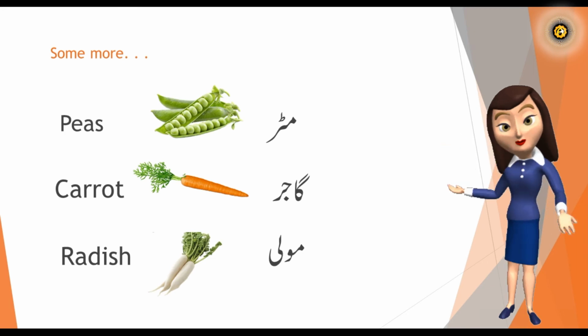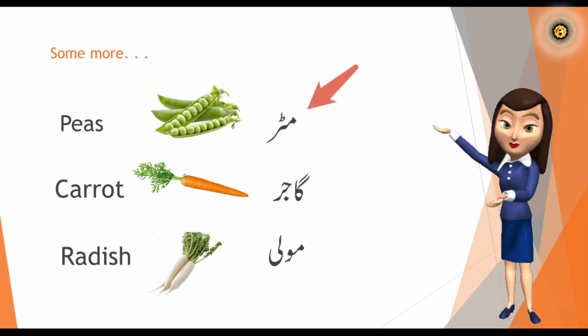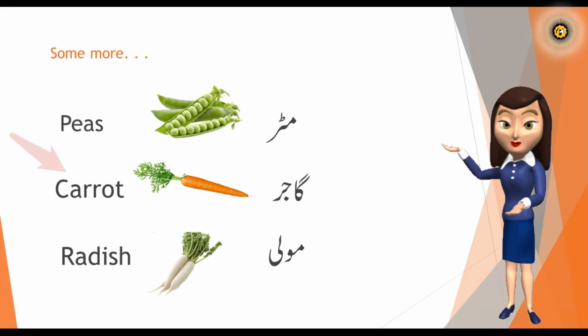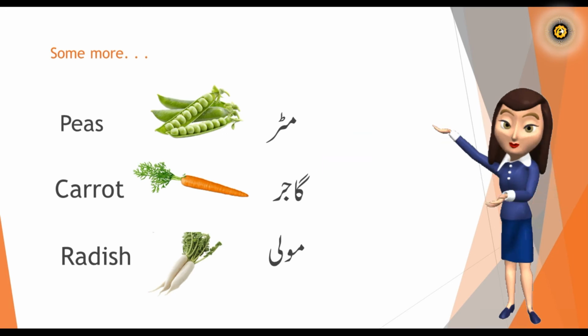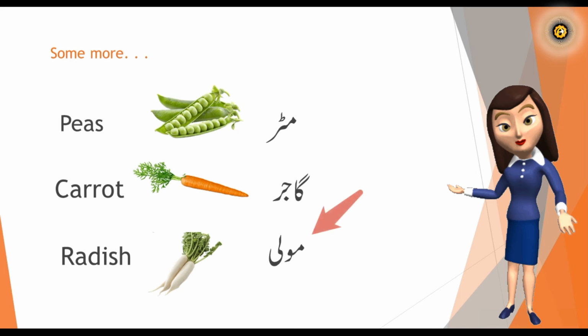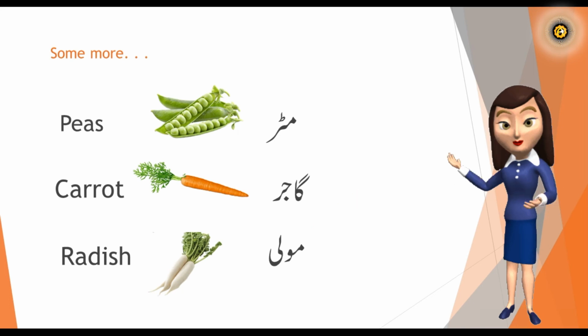Let's repeat one more time. Peas, matar, carrot, gajar, radish, mooli. Repeat many times for practice, alright?